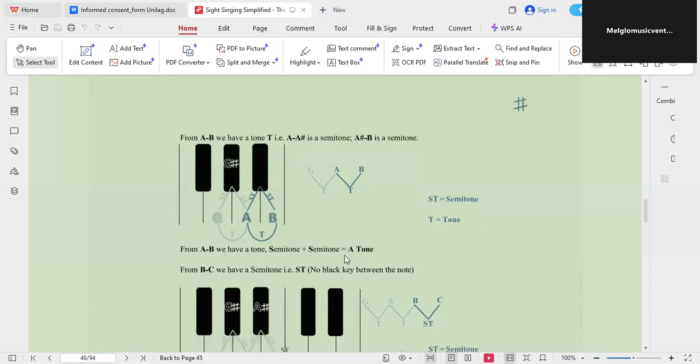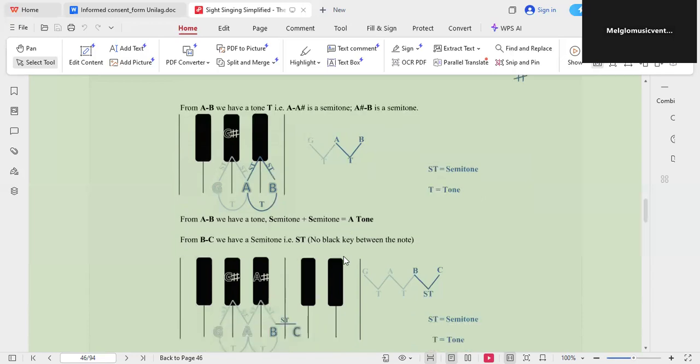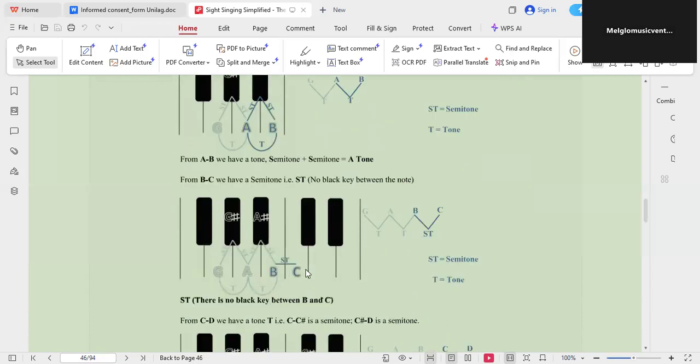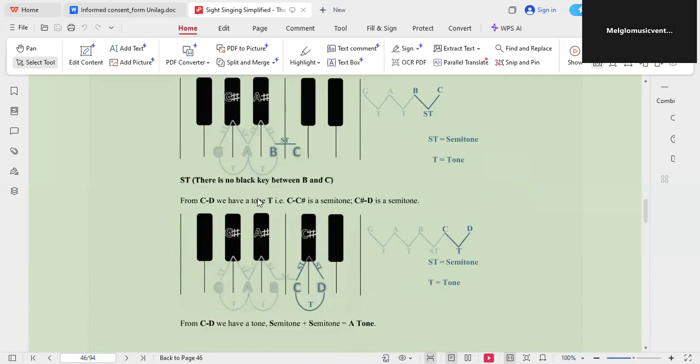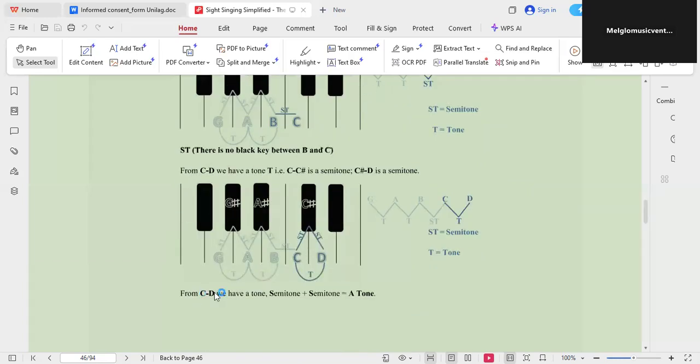And then the next one, according to our major scale pattern, is a semitone. Between B and C, we have a semitone. So from C to D now, we need a tone to conform to our major scale pattern. From C to C sharp is a semitone. From C sharp to D is a semitone. So from C to D, we have a tone, that is the semitone of C to C sharp plus the semitone of C sharp to D equals a tone.